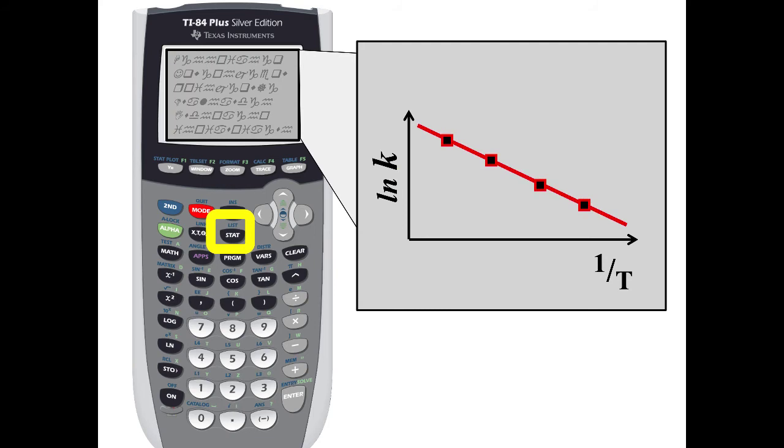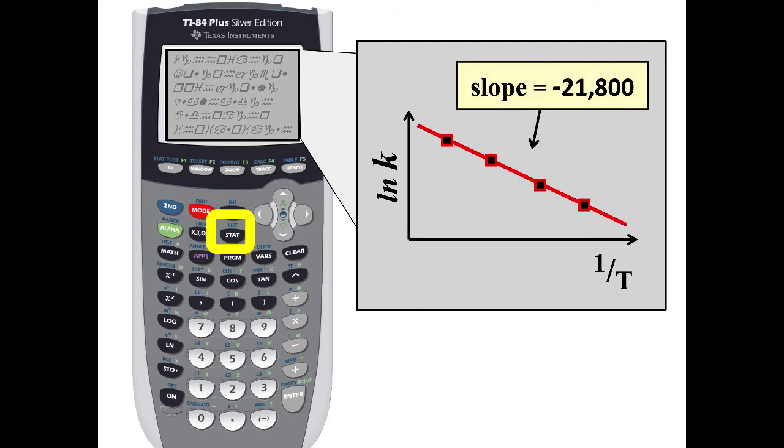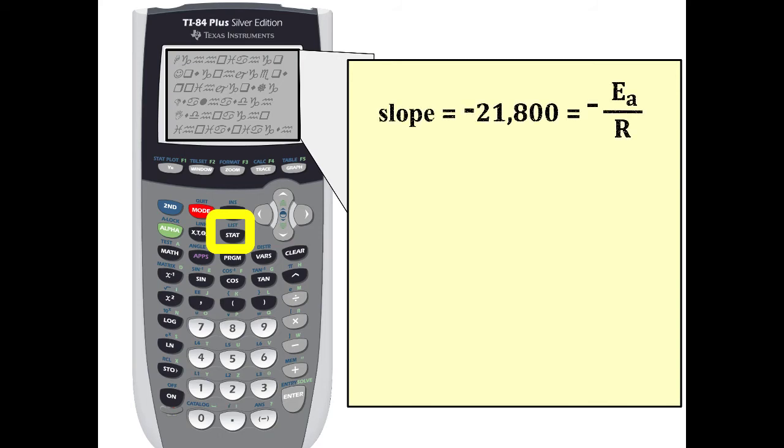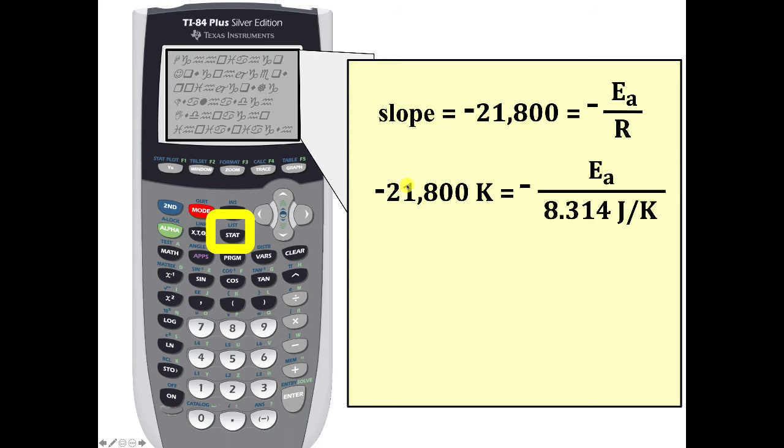You should get a straight line, which has a negative slope, and I got a slope of negative 21,800. And then remember that the slope, in this case negative 21,800, is equal to negative E sub A over R. And so we want to solve for E sub A. We know the slope, we know the value of R. So here are the numbers, plugging it in, negative 21,800 Kelvin. The slope has units of Kelvin, equals negative E sub A over R, which is 8.314 joules per Kelvin.